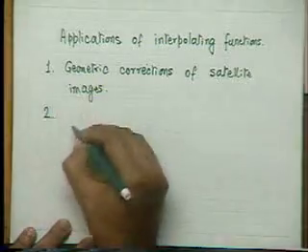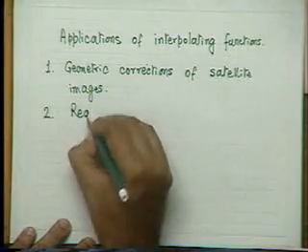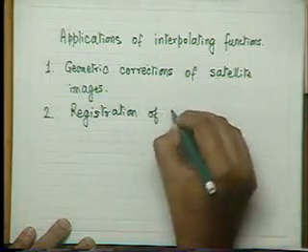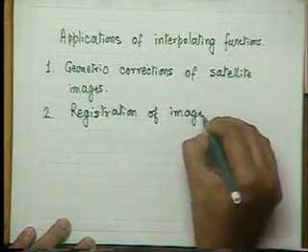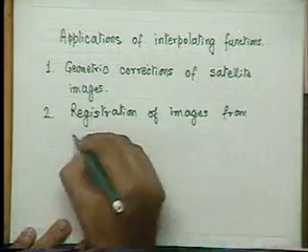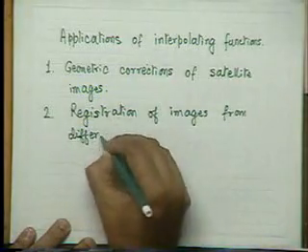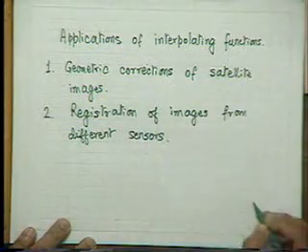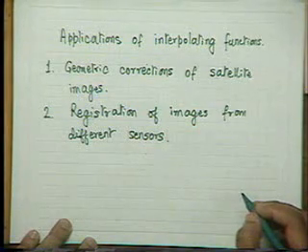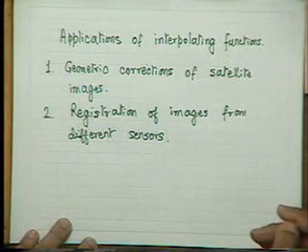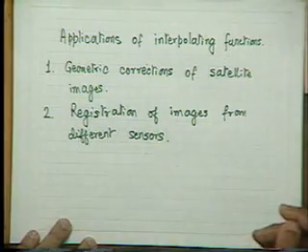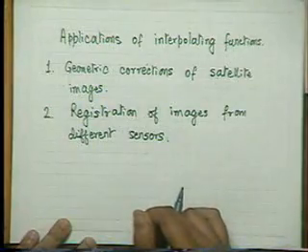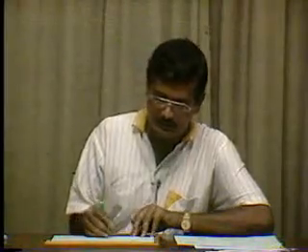So I should say the second application is registration of images obtained from different sensors. This has applications in defense also, because one can take the images from various kinds of sensors and try to match those images, where this interpolation and resampling is very much used.